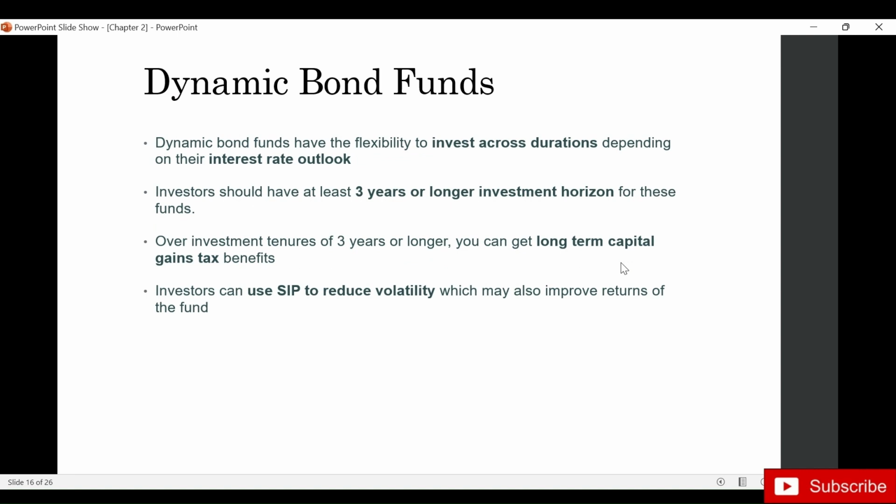Now we come on to the next category, which is dynamic bond funds. Dynamic bond funds offer the flexibility to invest across durations depending on the interest rate outlook. Investors who want to invest for 3 years or more should consider investing in these funds. Also, by investing for 3 years or more, they can get long term capital gains tax benefits. Here, a suggestion from my side is to use SIP to reduce the volatility, which will also improve the returns of this fund over a long tenure.